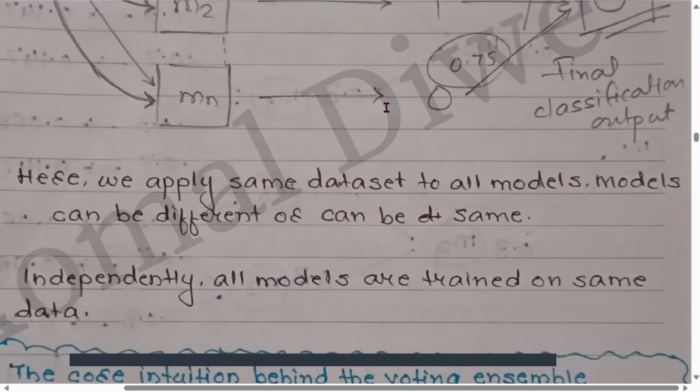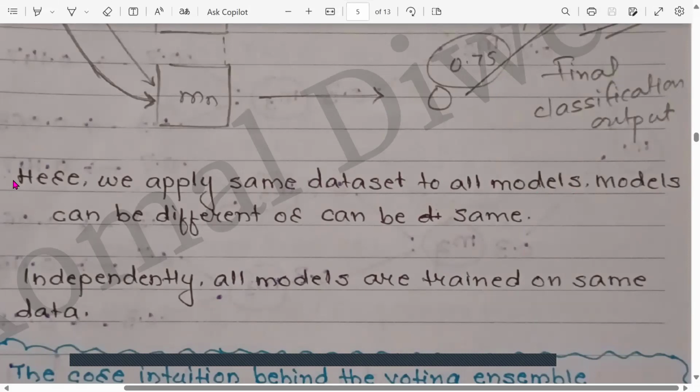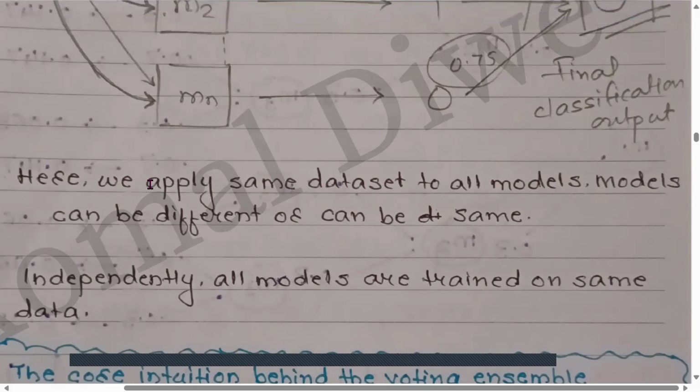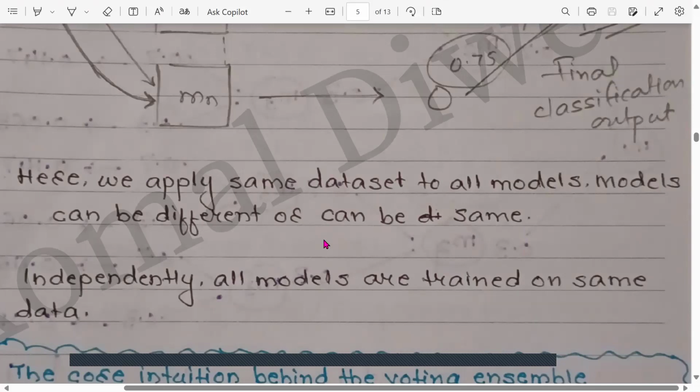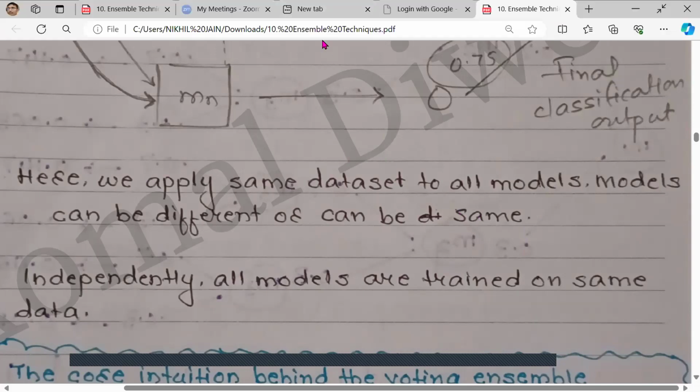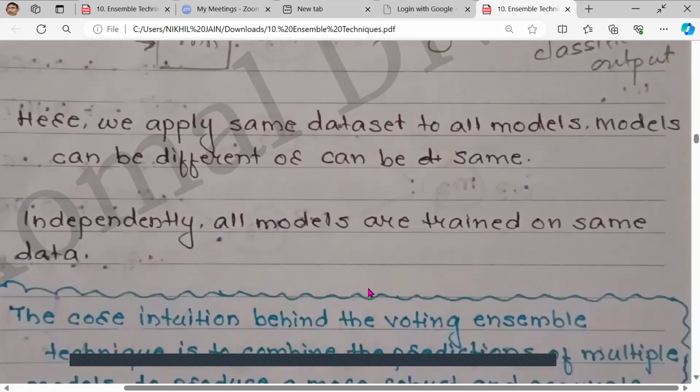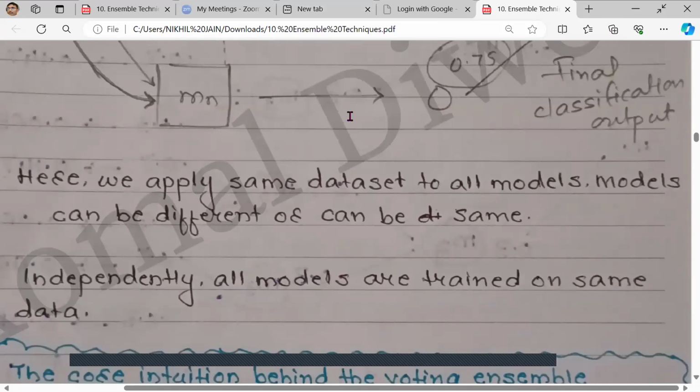Means we sample the data set, select randomly, and divide it into a number of parts, and we give that data to the same model. That is why it is written here: we can apply the same data set to all models, or the models can be different or the same. I think it gives you clarity to remember the concept.